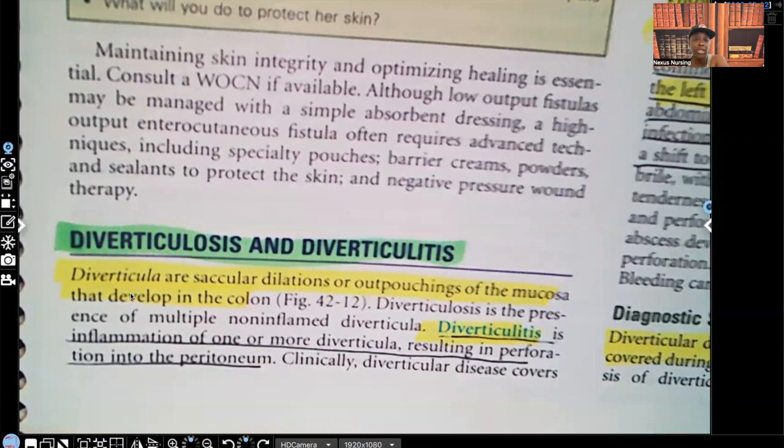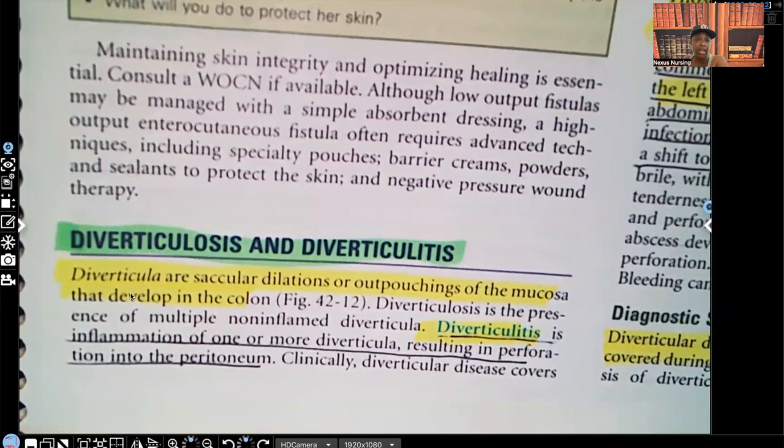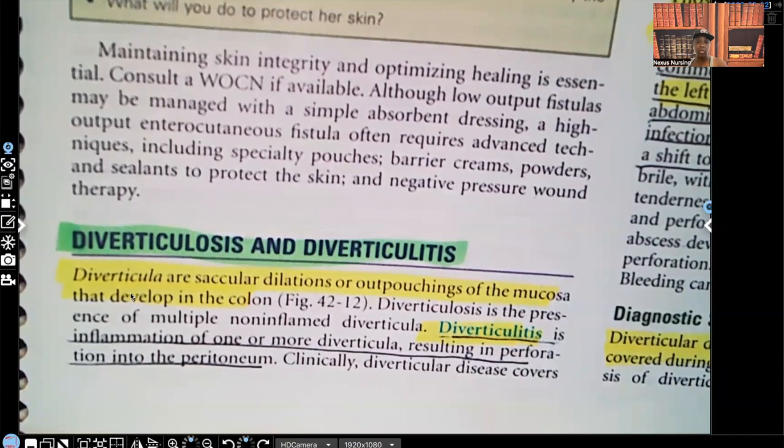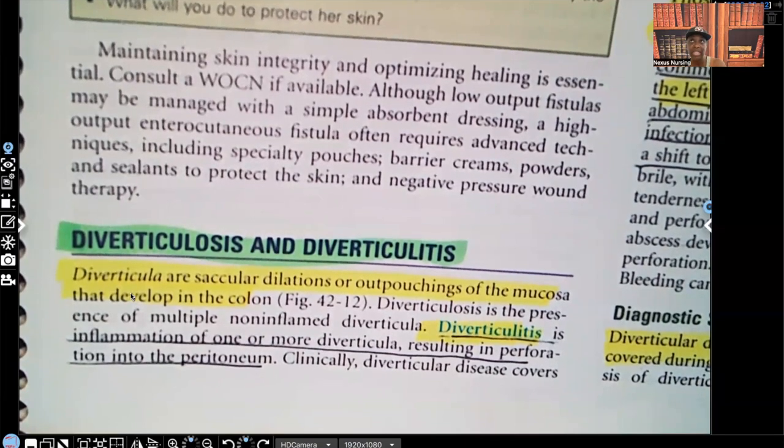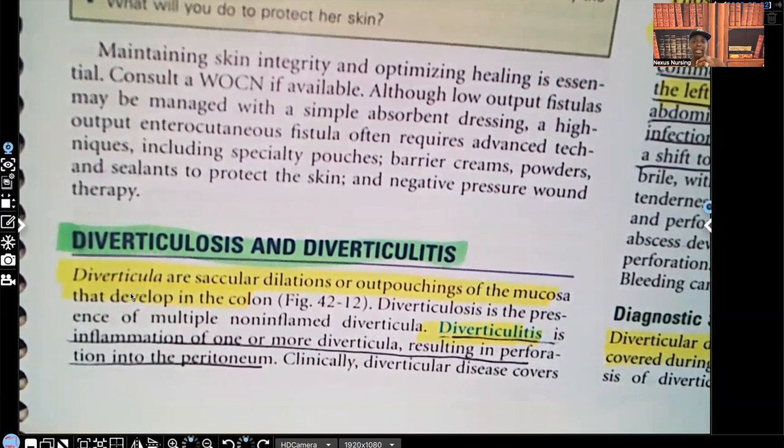Take a look. Diverticula are saccular dilations or outpouchings of the mucosa that develop in the colon. So let's talk about it. When we see diverticula, all that is a weakness, and usually we find it in the large intestine, in the colon. Basically it's just a weakness of that GI tract. And so what you have is outpouchings, and I'm going to show you what it looks like in a second.